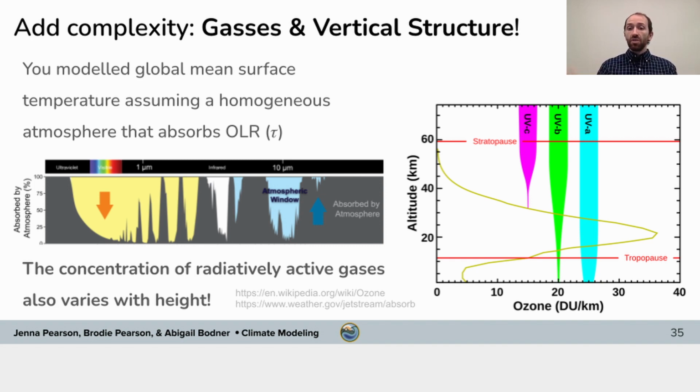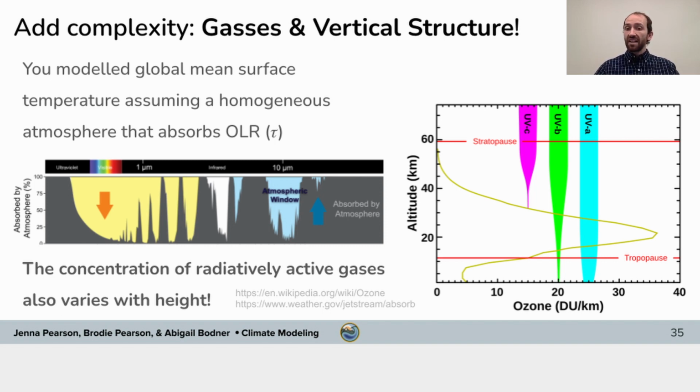So for example, ozone, which is shown in the plot on the right as a function of altitude, is primarily concentrated in the stratosphere, so the upper atmosphere. And there isn't much ozone near the surface. And this ozone is very important for absorbing incoming solar radiation, particularly the highest frequency or lowest wavelength light in the UV bands. Other gases are more concentrated near the surface, and others are distributed quite evenly throughout the atmosphere.